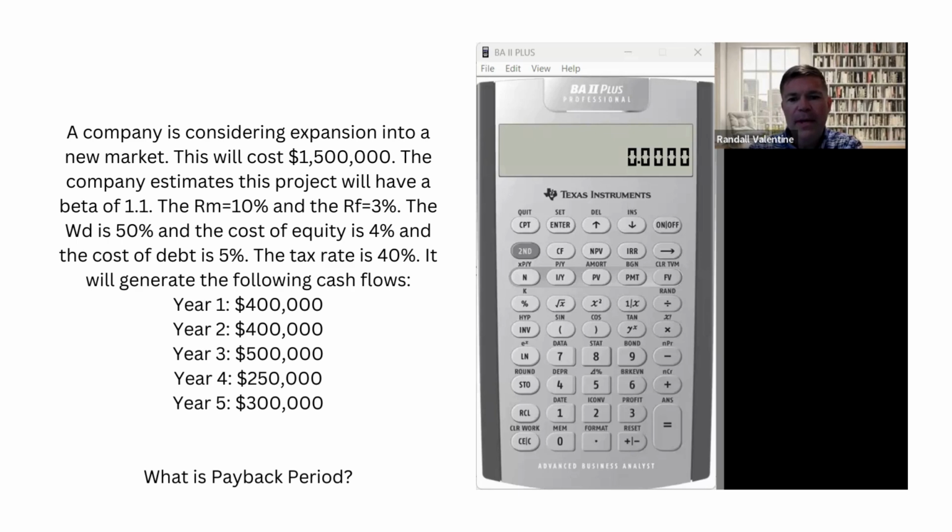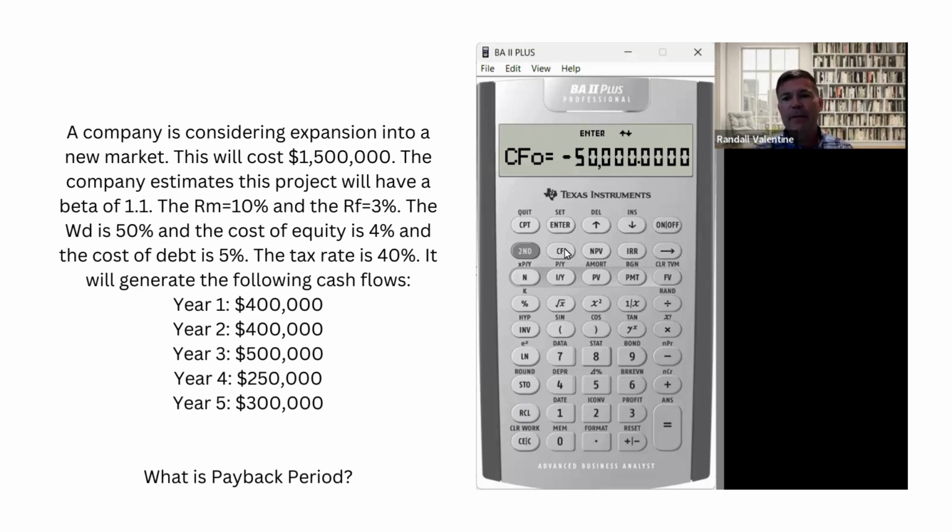So what we do in this case is we've got the problem that we've already gone over. You've got a company that is considering expansion to a new market. It's going to cost 1.5 million. So we've already figured out what our CAPM is, 10.7%. So what we're going to do now is figure out what NPV is. So on the financial calculator, if you go over and hit the CF button, you will see cash flows.